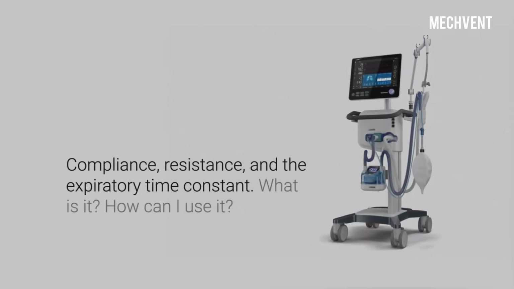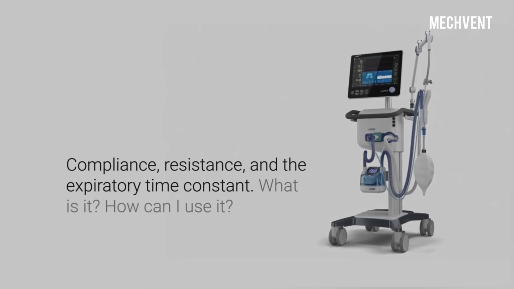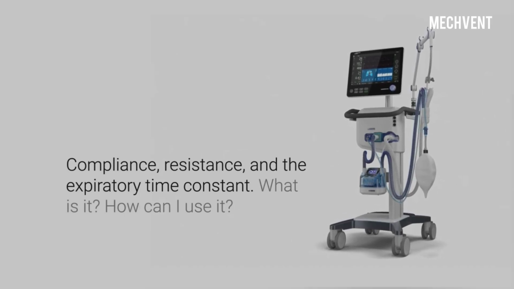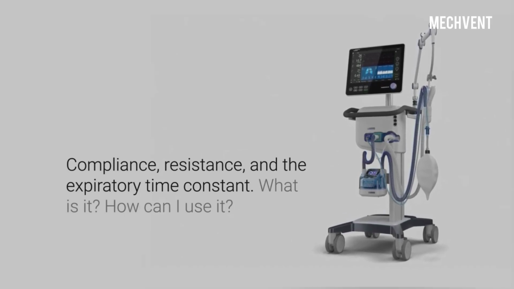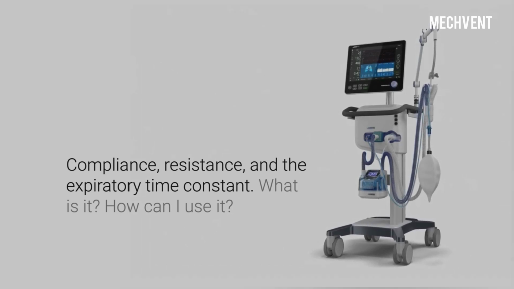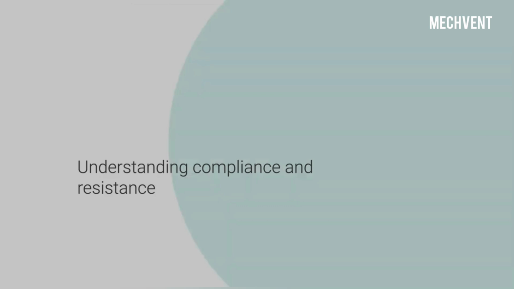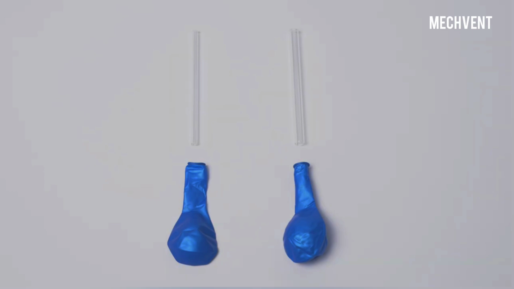In this video, we explain the principles of important parameters for understanding the patient's condition: resistance, compliance, and the expiratory time constant. To start with, let's have a look at some practical examples that explain respiratory mechanics in a simple way.